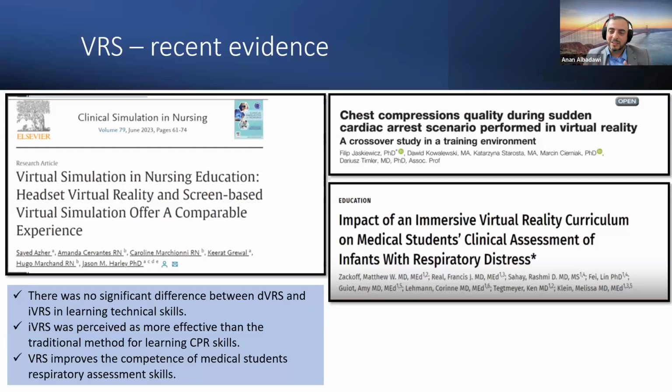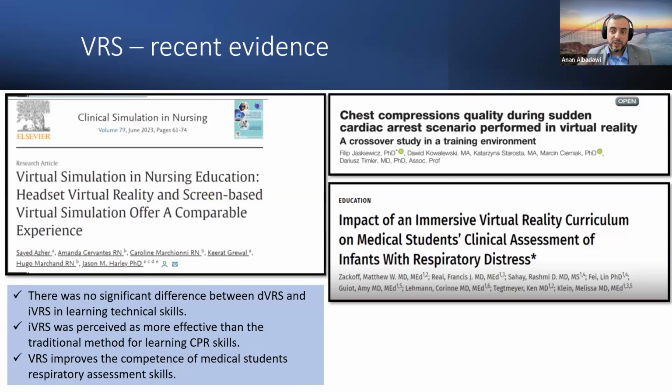In fact, I tried to search for evidence regarding the effectiveness of virtual reality, but I found hundreds of articles written about it. We know that some of them are for, some are against, and some are neutral. So I just picked some of the articles to show you here. One of these articles compared the immersive virtual environment and the desktop virtual environment in teaching skills, and in fact there was no significant difference between both technologies.